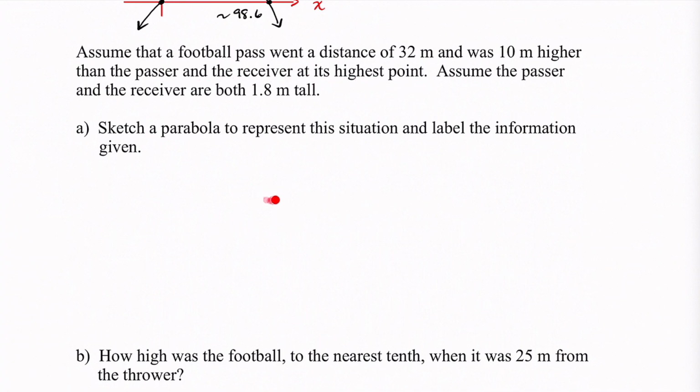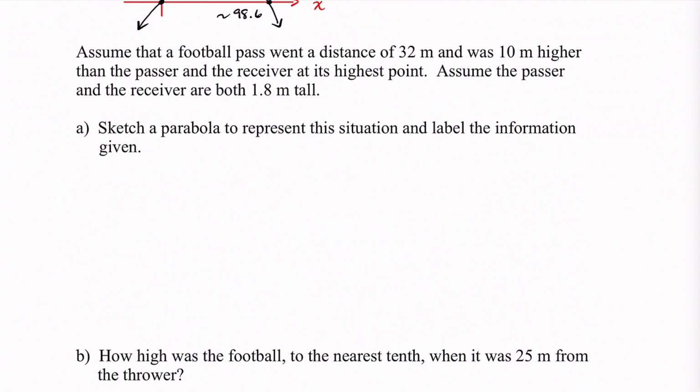So if the one person's height is here and the other person's height is here and they're the same height, that pass is going to go up 10 meters above them. So it's going to go through the air 10 meters above their heads. Okay, and then it says assume the passer and the receiver are both 1.8 meters tall, so they're the same height. So part A, sketch a parabola to represent the situation and label the information given.